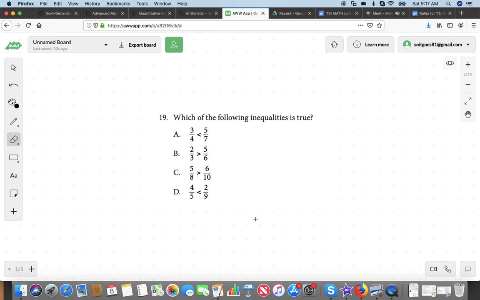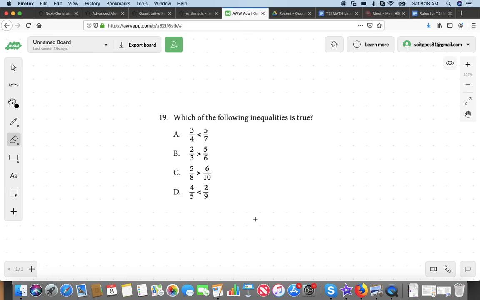Go ahead and read question number 19 for me, please, Jackson. Which of the following inequalities is true? Okay, you know what an inequality is? I think so. Yeah, it's kind of like, do you know how to read inequalities? Yes. Okay. Let's just talk about inequality for just a minute.